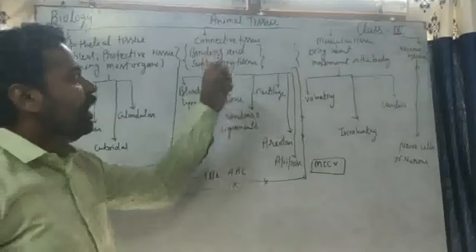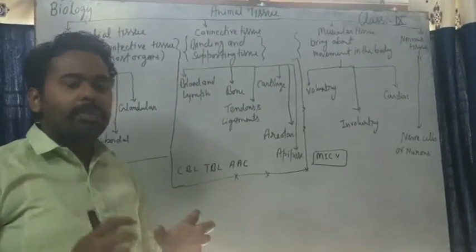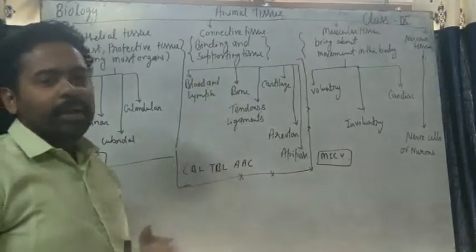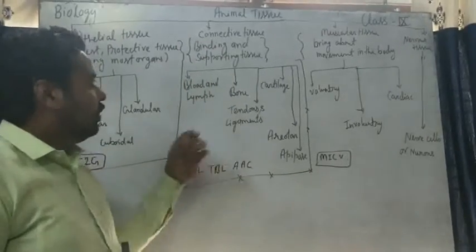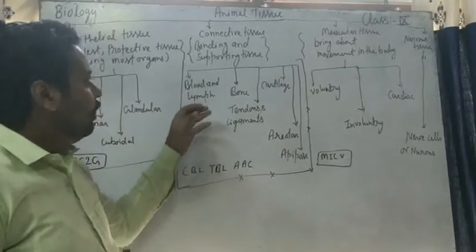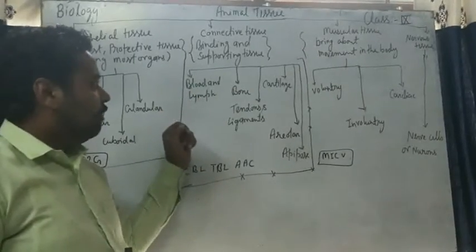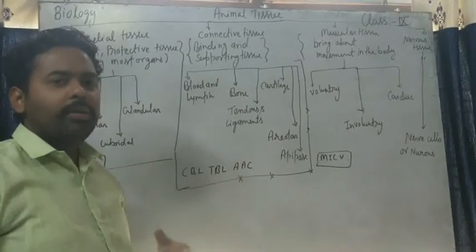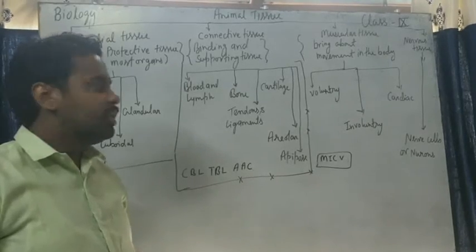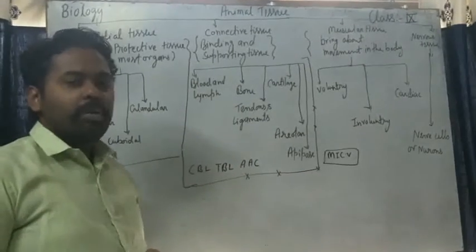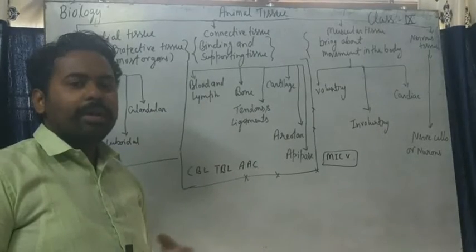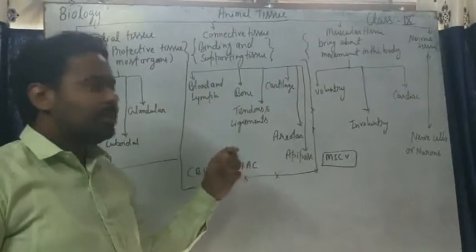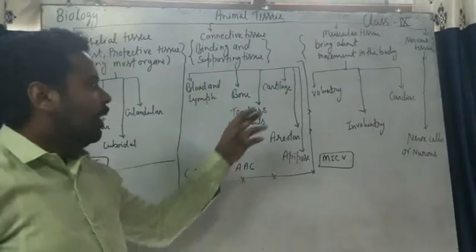The second one is connective tissue. From the name connective, it means it connects something. It helps in binding and supporting various kinds of tissue. They are of the following types. First is blood and lymph. As you know, blood is a fluid connective tissue present in our body, which helps in the transportation of material as well as oxygen. Second one is bone. In our body, about 206 bones are present. Then tendon and ligament, which help to bind muscles and our bones.